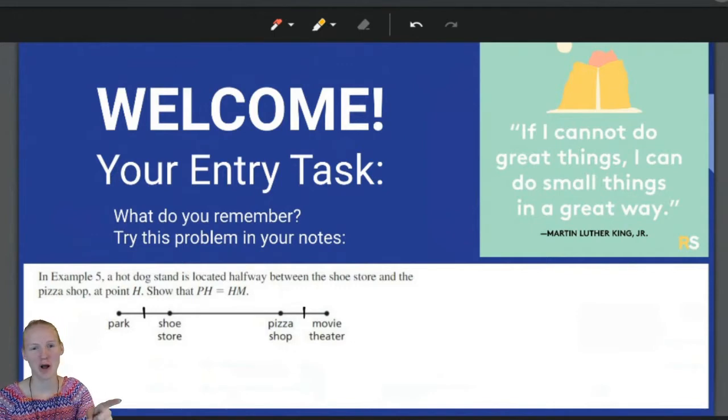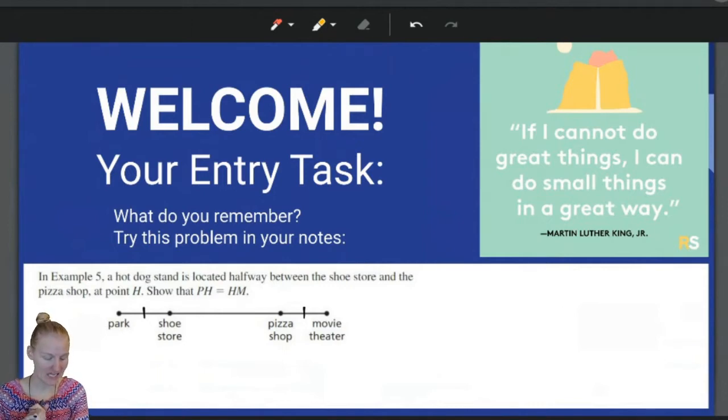You know what to do. Pause the video, try this problem in your notes, and then unpause it to do it with me. So, this problem is a continuation, or rather a variation, of a problem that we looked at in the last video. If you have not seen the last video, you really need to go watch that video before you watch this one. This one is going to be a little confusing without the last video.